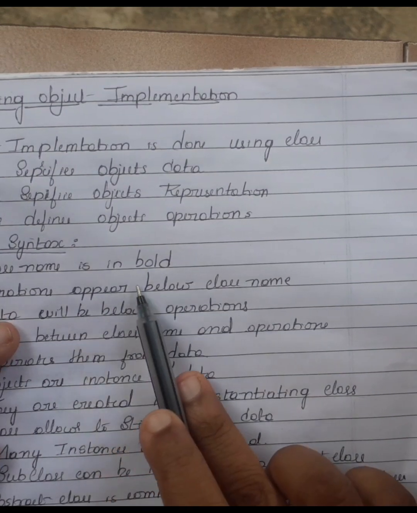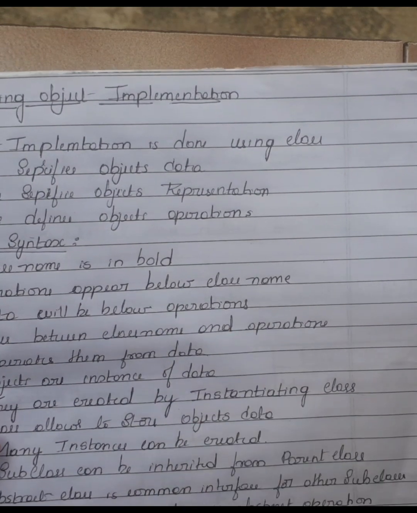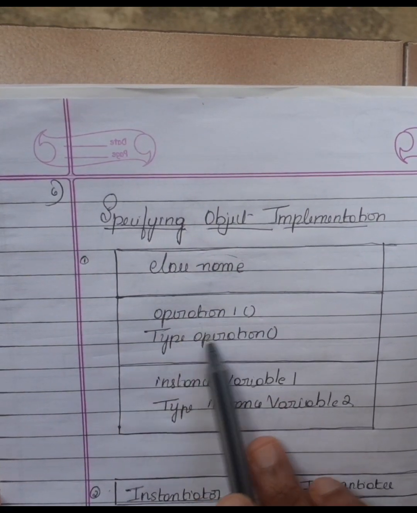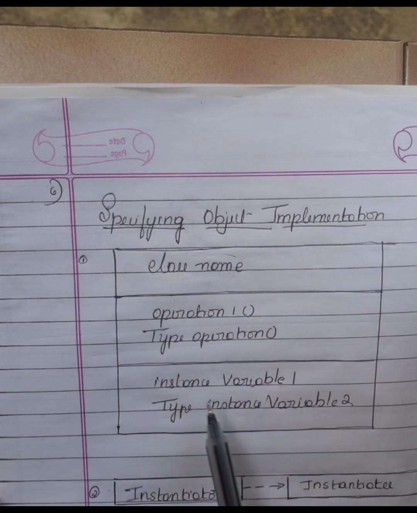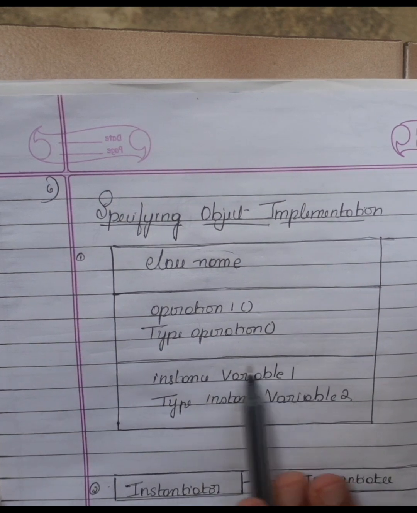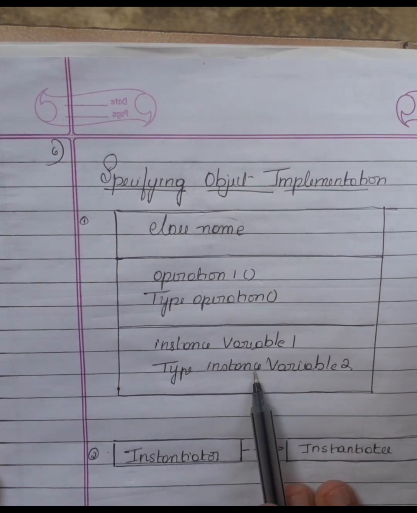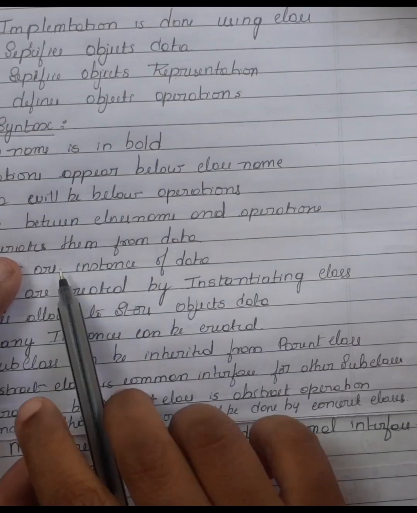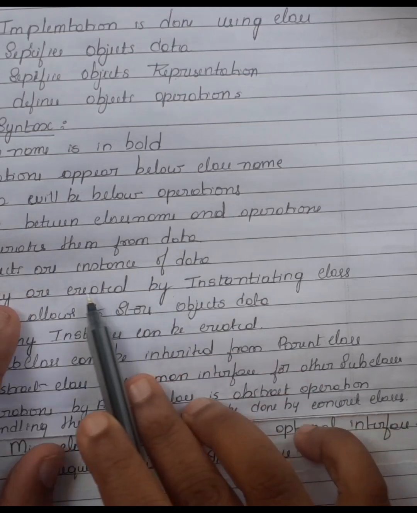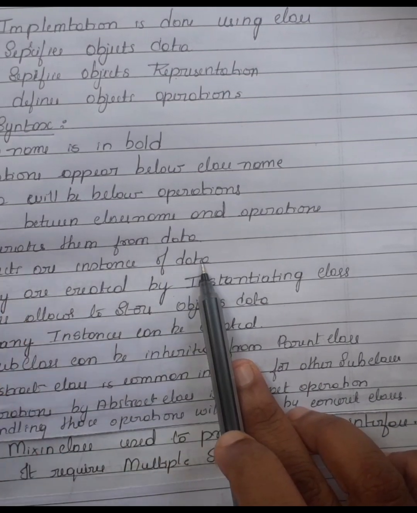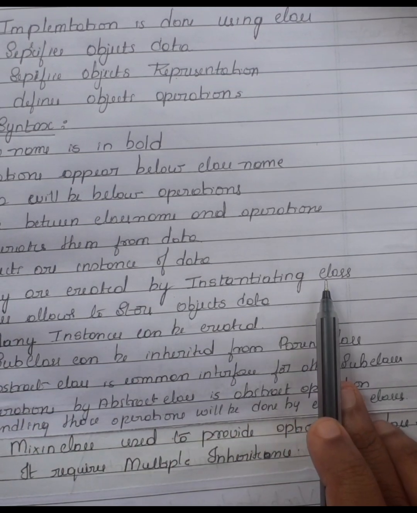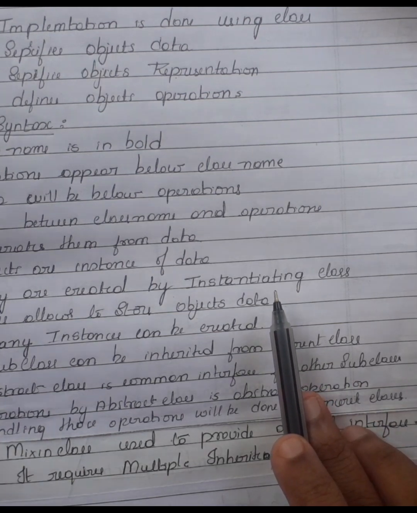So the operations appear below the class name. In the diagram, the class name is at the top, the operation is below the class name, and below the operation there is data that is initiated using the variable name, right? Next, lines between the class name and operation separate them from the data. Next, objects are instances of a class, as I said before. Next, they are created by instantiating the class. Instantiating is just like initiating.